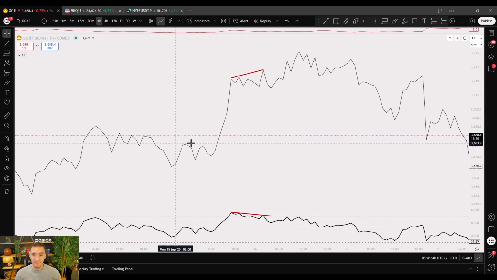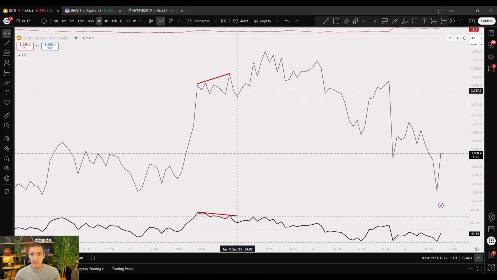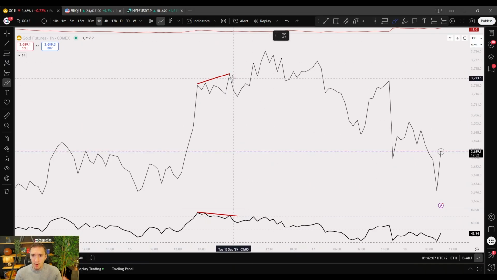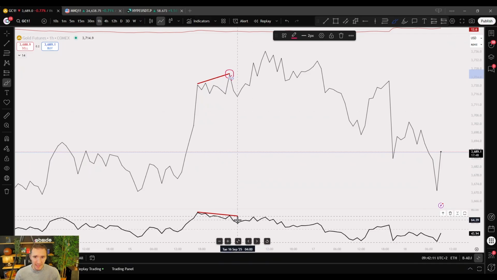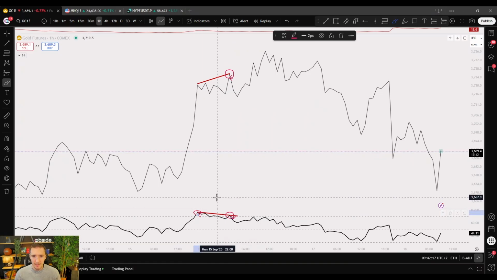Let's go back to our first example right here. Here we have price making a higher high, but the RSI showing a lower high over the same time period. That means that the buyers managed to push the price higher to this point, but the fact that on the RSI, the value was lower than during the first high here, it means that at that moment, buyers had less strength than when they made the first high.